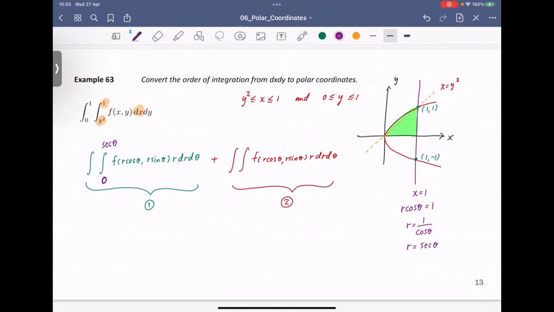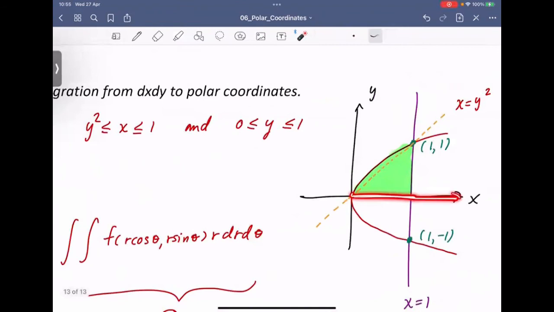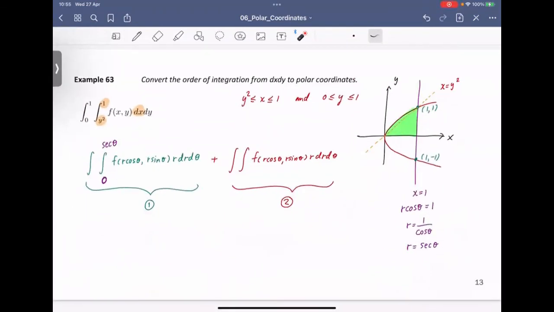Sounds good. And then what is going to be the theta on the first integral? You start from 0 here, theta equal to 0, up to this part, the dashed line here. So does anyone know what the dashed line is? Tell me in the chat. What is the angle of the dashed line here?